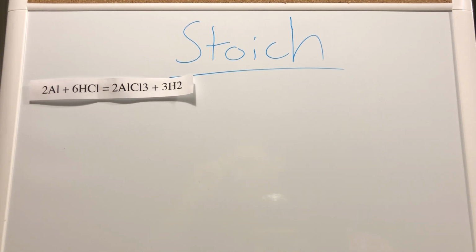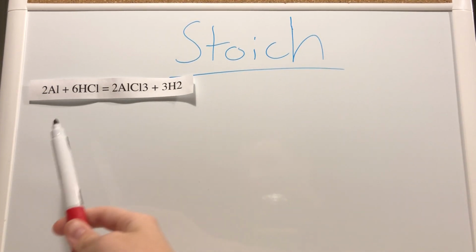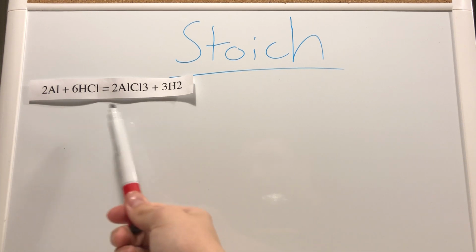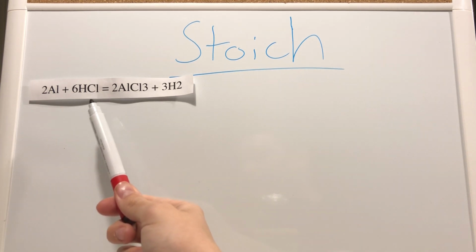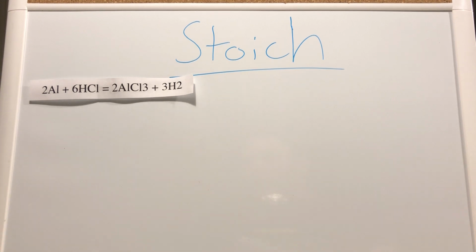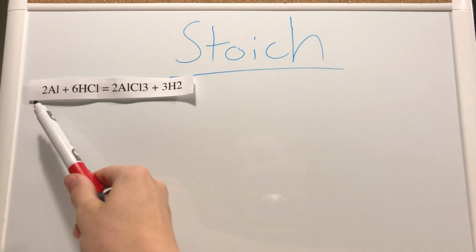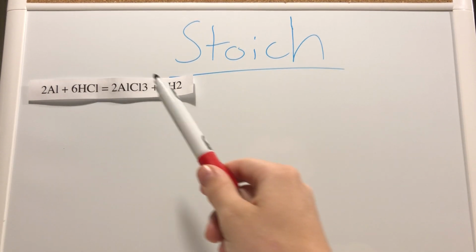Today we're going to do some stoichiometry, which is very basic, but you definitely need to know for later in your chemistry career. Today we're going to be using a reaction with aluminum combining with hydrochloric acid. For stoichiometry, you have to understand that before you can do anything, you have to make sure that the atoms are equal on both sides.